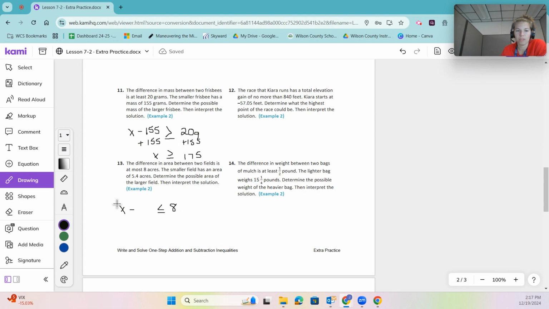All right, so the larger one minus the smaller one is going to be less than or equal to 8. So we're going to subtract 5.4 from both sides here. We have x is less than or equal to 13.4, which means the larger field can be a maximum of 13.4 acres. All right, there are two more that you can try there as well.